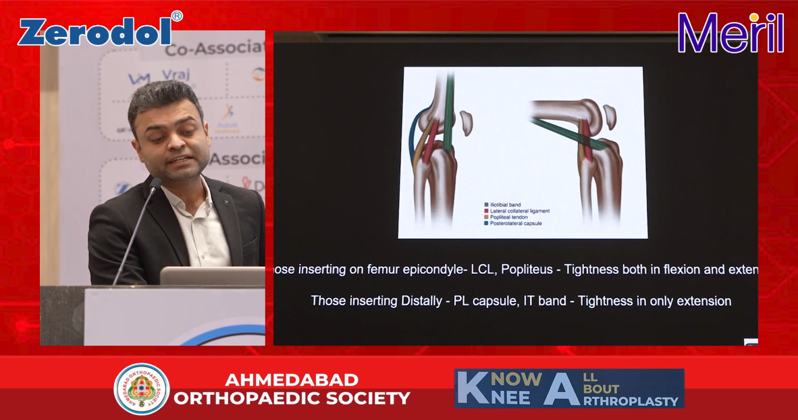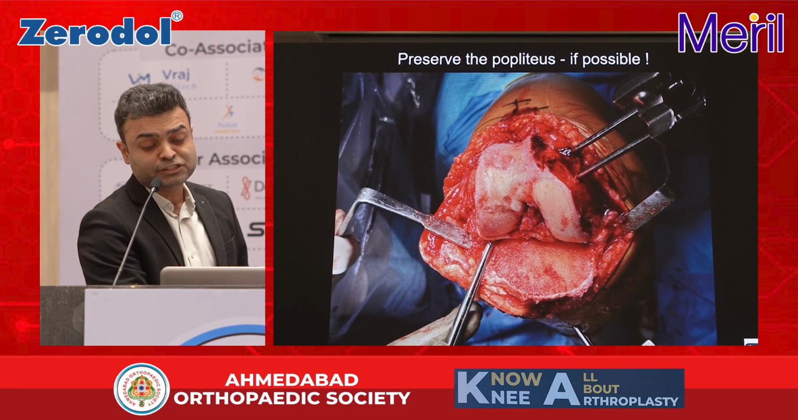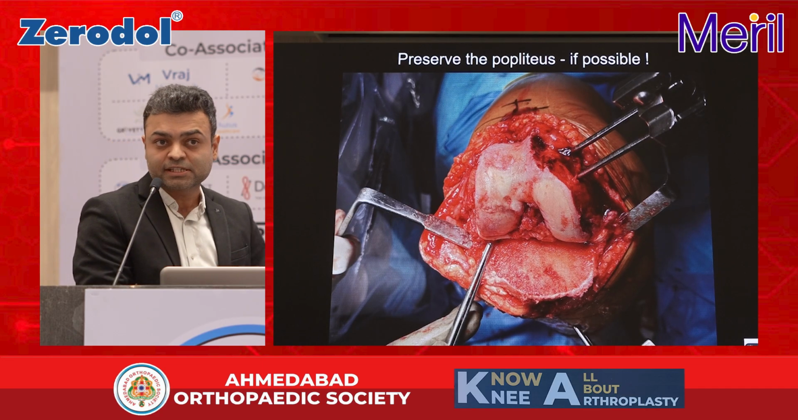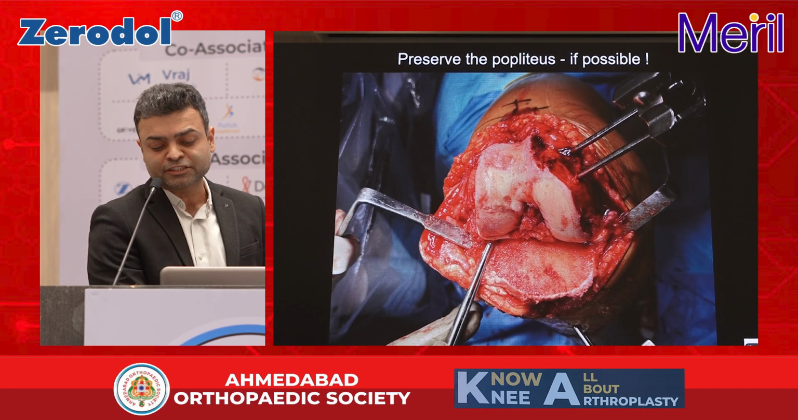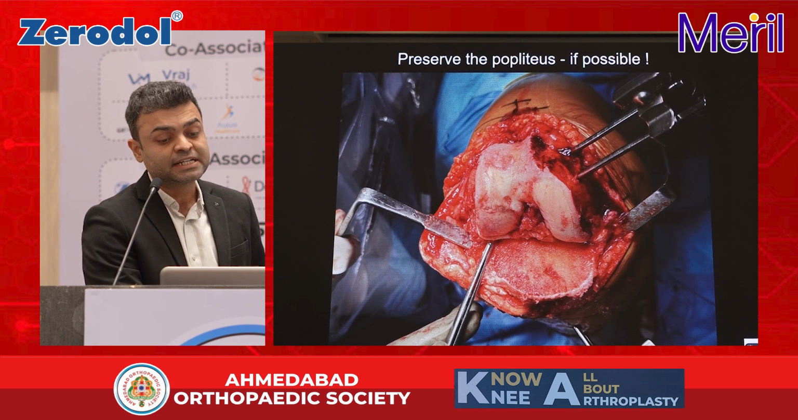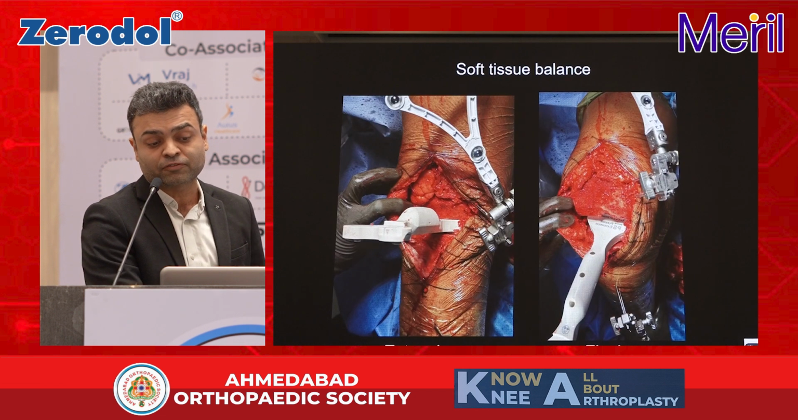So this patient had tightness only in extension, and so the IT band and the posterolateral capsule were released, but the popliteus and the lateral collateral ligament were preserved, which we should do in most patients. And so that is a differential soft tissue release.